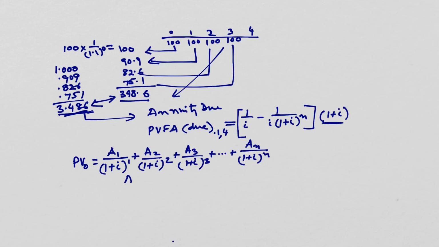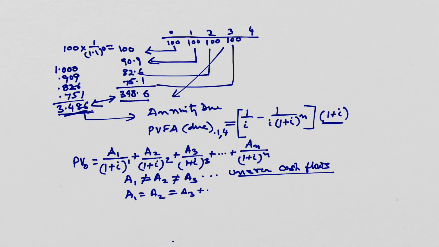Now A1 may not be equal to A2, may not be equal to A3, and so on. These are called uneven cash flows. The procedure remains the same. There is no problem whatsoever. Each time you have to multiply by the factor. But if A1 is equal to A2 is equal to A3 is equal to, let's say, An, now this is an annuity. And for that you have the annuity formula to use.